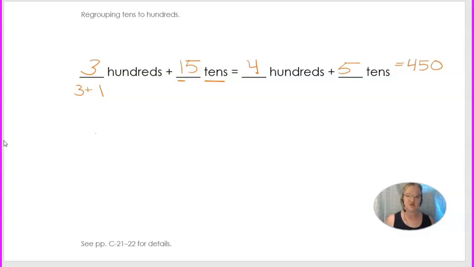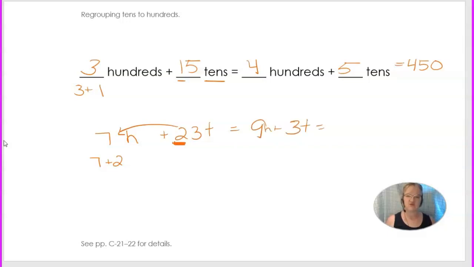Now let's try another one. If we have 7 hundreds, and I'm going to use H for hundreds, plus 23 tens, I'll use T for tens, what will that equal? We're going to take the 20 tens from here, and move it over to the hundred spot where it really belongs. So now we have 700s plus 200s, and we know that that will equal 900s plus 3 tens.